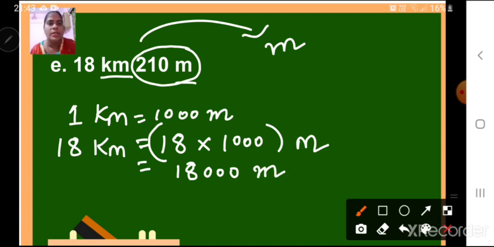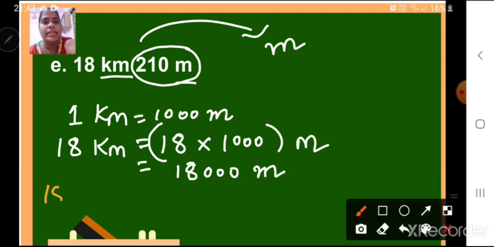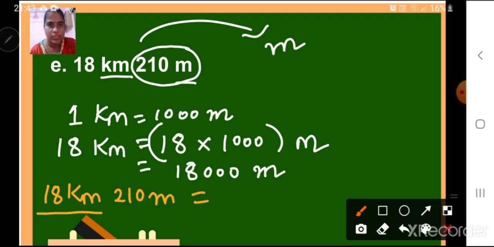Part 2 is, now take the question. Question is 18 kilometer 210 meter. Correct? Now this part we have converted. 18 kilometer we have converted. What we got the answer? 18,000 meter. Correct? So that we will write in place of 18 kilometer. 18 kilometer is equal to 18,000 meter. Okay. Now then we have 210 meters.